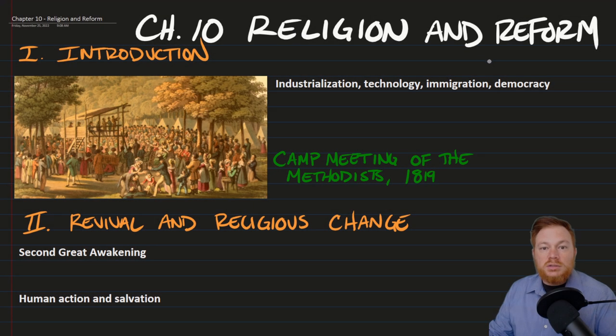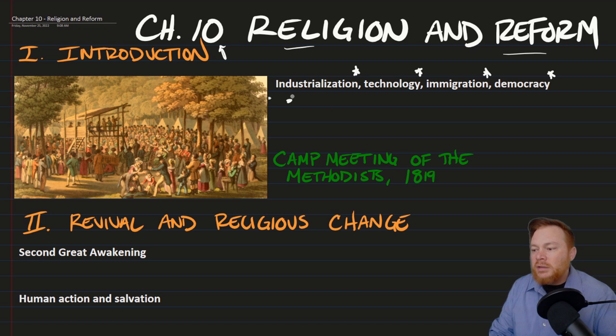All right. This is the American YAWP, Chapter 10, Religion and Reform. So, this chapter focuses primarily on some of the reactions to a lot of the changes that have been taking place in American society in this antebellum or pre Civil War period. To touch upon some of these things, they include industrialization, improvements in technology, immigration, and the expansion of democracy.